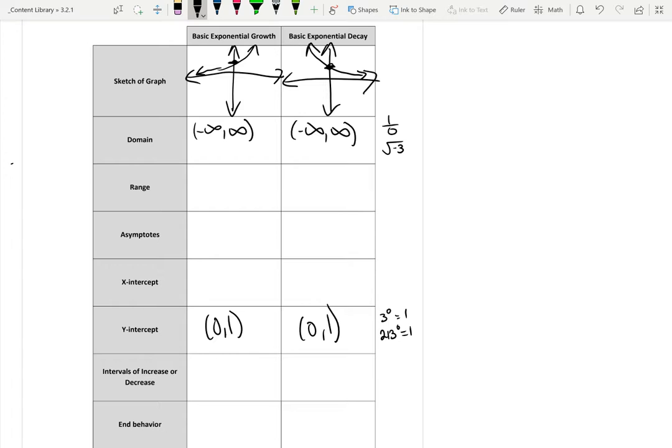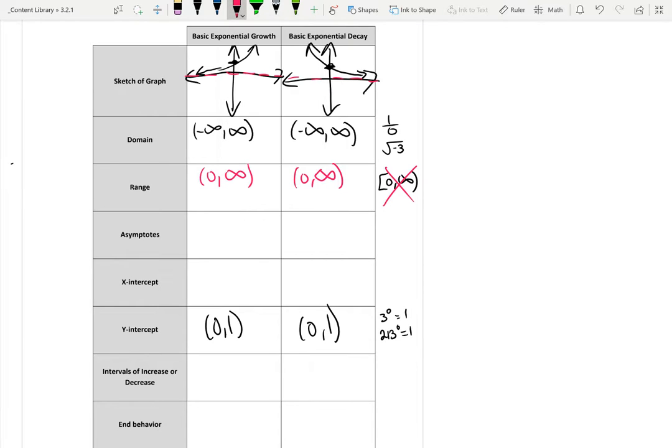The range, I call it a bottom to top scan, and you can clearly see that nothing crosses the x-axis. So my range is going to be 0 to infinity. It does not include 0. For those of you who are thinking it might be 0 to infinity inclusive, it is not. It does not touch 0. It gets really, really, really close, but close isn't good enough.